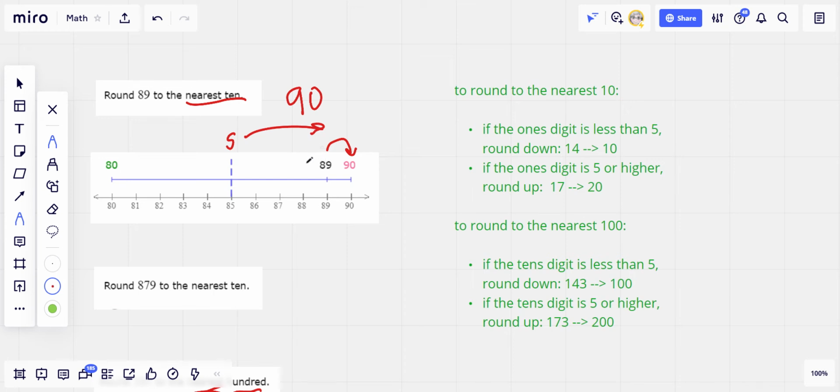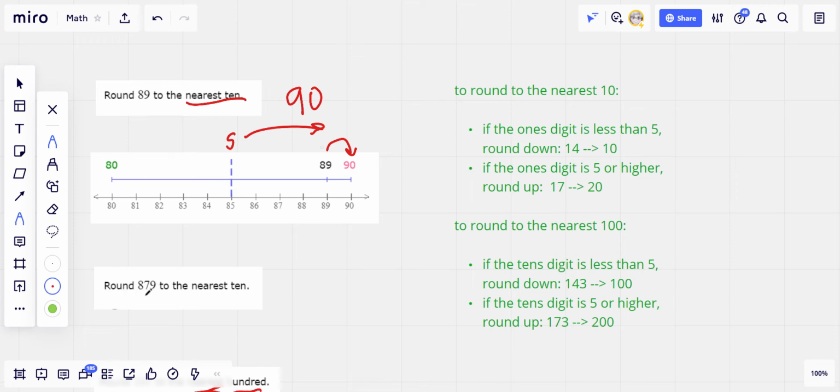If you wanted to do that to the nearest 100, you're just going to do the same kind of thing, except instead of looking at the ones digit and whether it's 5 and above or not, you'd look at the tens digit and use that as your guide. Let's try one more to the nearest 10 before we go on to the 100.